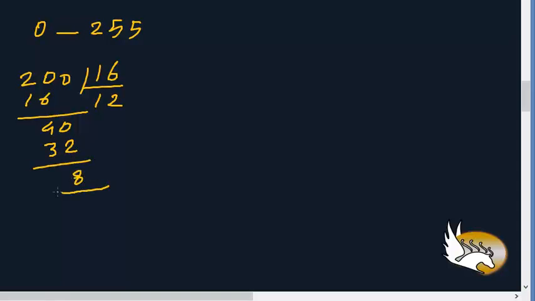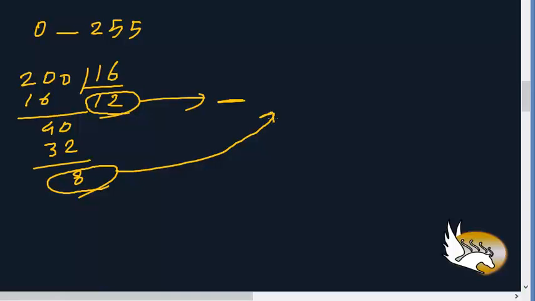So 12 by 16 is going to be 192, and the remaining is going to be 8. And this is very important. The remaining is very important, and this portion is very important. This portion is going to be the first hexadecimal value, and this is going to be the second hexadecimal value. So the first portion is 12, and I know that in hexadecimal notation, I represent 12 by C. And the second portion is 8, and in hexadecimal notation, 8 is 8. So 200 converted into hexadecimal is going to be C8.